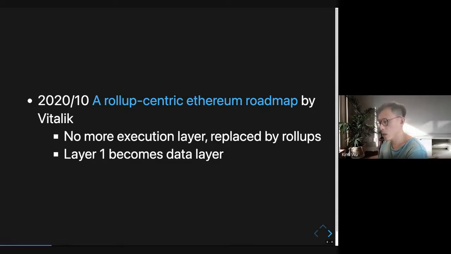And the other reason is the execution layer, the phase 2 I mentioned earlier. They had some development issues. I don't know the details, but they had issues developing it. So the idea of Vitalik is to try to replace the execution layer with rollups. That also means layer 1 only becomes a data layer, because there is no execution layer. Execution goes to rollups.